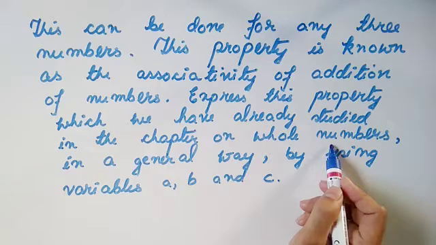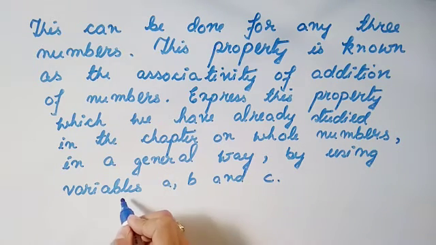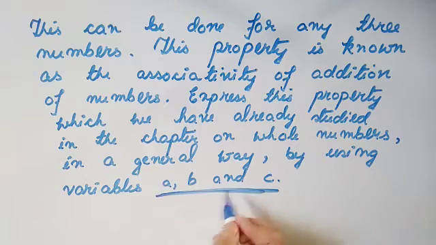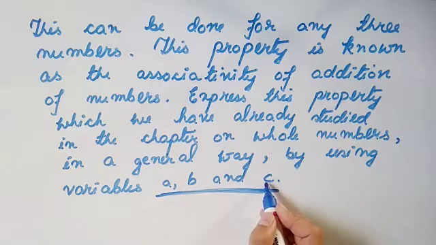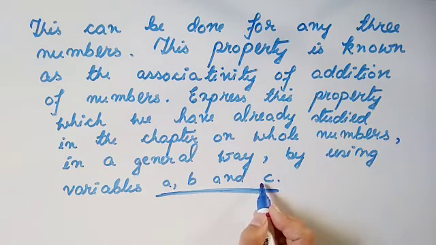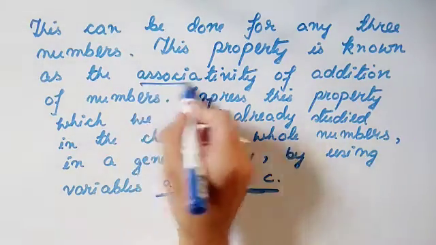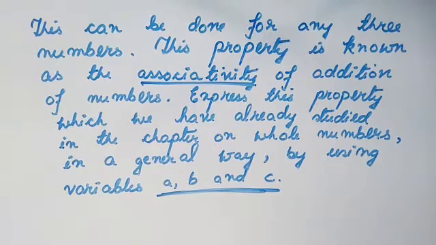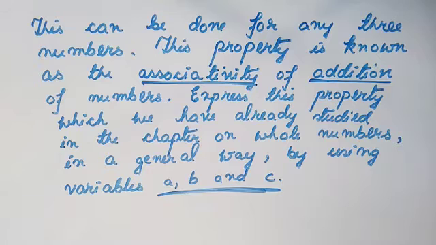We have already studied the associative property of addition in the chapter of whole numbers, in a general way by using variables. And the question is asking us, instead of using three numbers, to use three variables. And the variables are A, B and C. So using these three variables, we are going to express it in a general way, and the rule we have to apply is the associative property of addition. So let's try to solve.